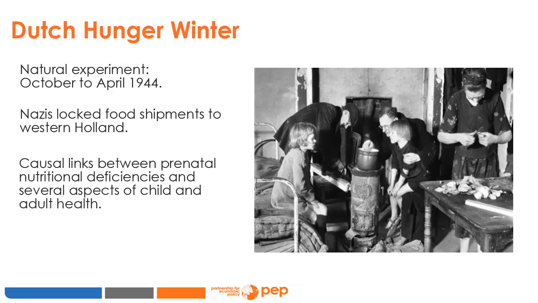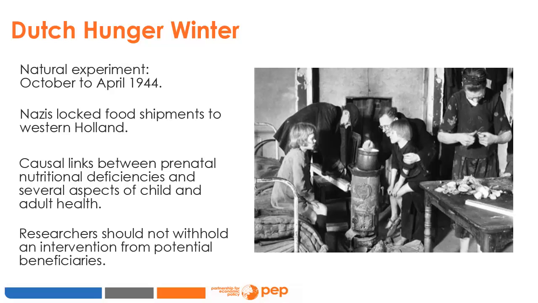The analysis of this natural experiment highlighted causal links between prenatal nutritional deficiencies and several aspects of child-adult health. This analysis has resulted in useful knowledge. For instance, its findings have been drawn on to partially explain the prevalence of type 2 diabetes in India. It should be clear that researchers should not withhold an intervention from potential beneficiaries, nor put participants at risk. Furthermore, they have the responsibility to make known the consequences of harmful treatments or damaging deprivation.